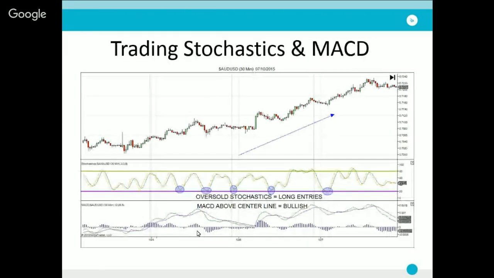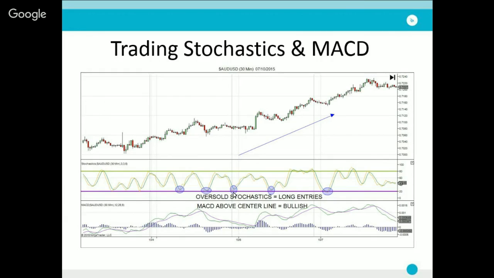Okay, so in this example here, we can see that the MACD line is above the center line, which we know indicates a bullish trend bias in the market. So when the MACD line is above the center line, we want to be looking for buying opportunities, for bullish setups. And then we can also see that the stochastics are registering oversold readings, which give us our long entries.